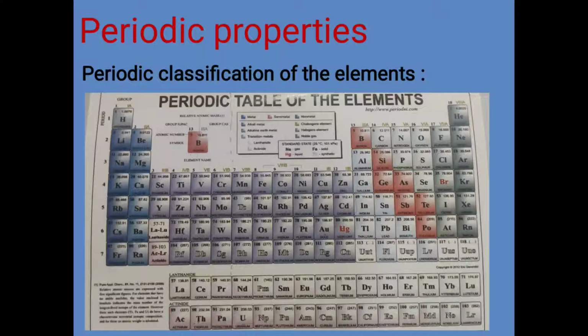The second period starts from lithium, Li, and ends at neon, Ne. The second period includes 8 elements: lithium, beryllium, boron, carbon, nitrogen, oxygen, fluorine and neon.